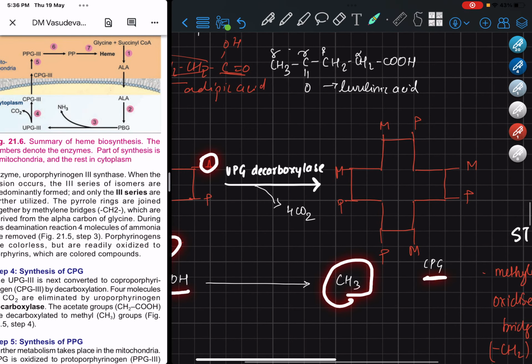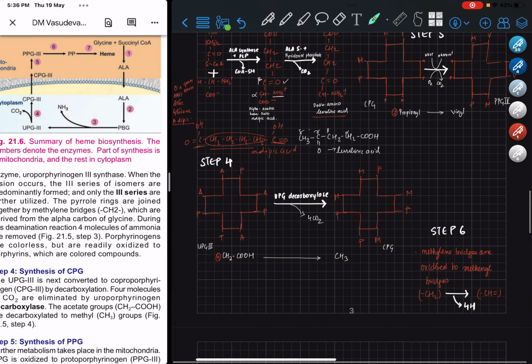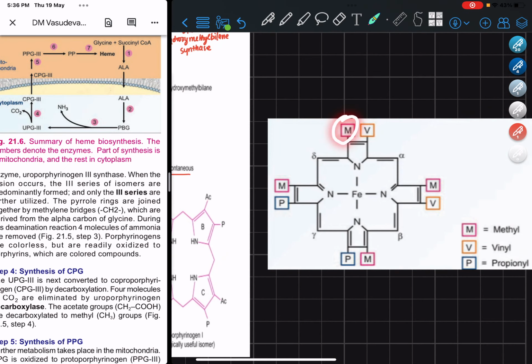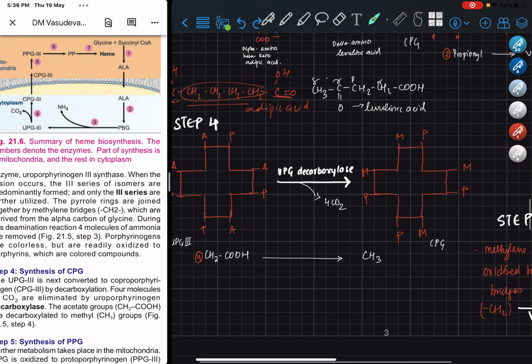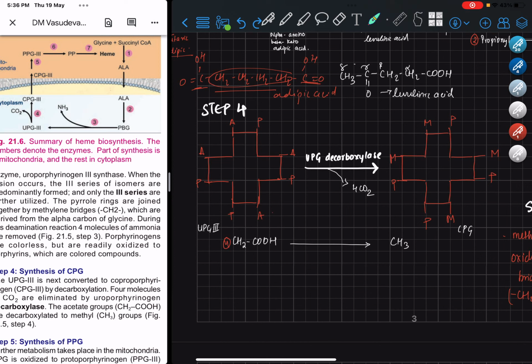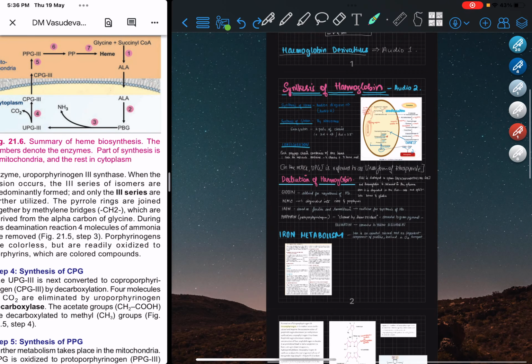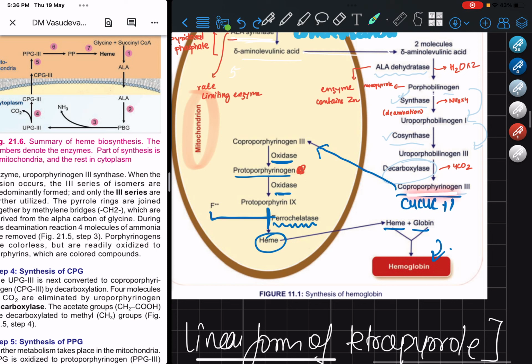So now in CpG3, instead of acetyl, you have 4 methyl groups. And from now on, even in the final heme, you'll see there are 4 methyl groups. So that is the main point of step 4, decarboxylation of the acetyl groups to the methyl groups. The enzyme is UPG decarboxylase. And as I said, CpG3 is cyclic, even UPG3 is cyclic, and UPG1 is also cyclic.